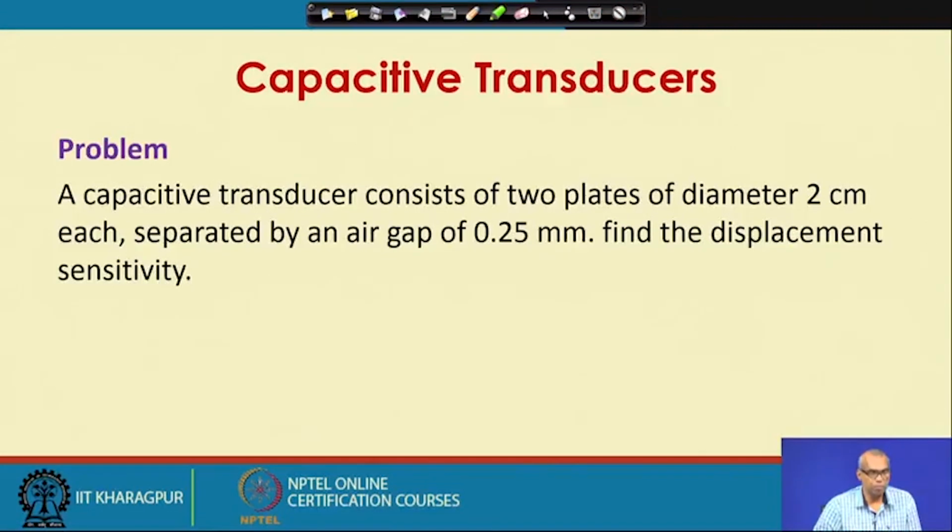Now, let us consider a very simple problem. A capacitive transducer consists of two plates of diameter 2 centimeter each, separated by an air gap of 0.25 millimeter. Find the displacement sensitivity. So, basically you have to find out del C del D. The diameter statement will allow you to find out the area. These two plates are separated by an air gap of 0.25 millimeter.